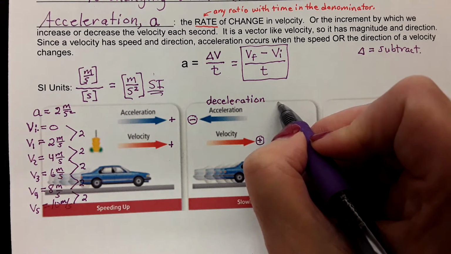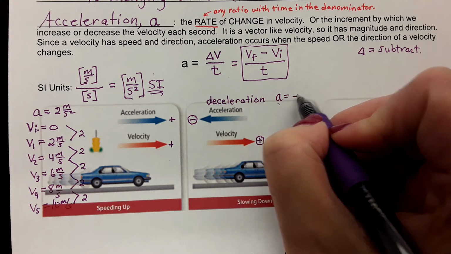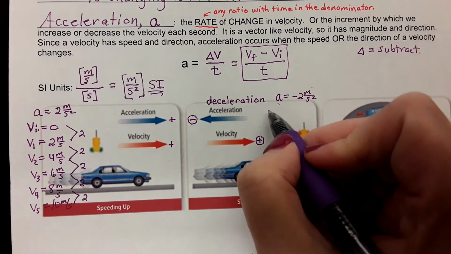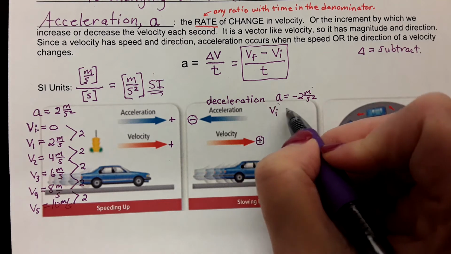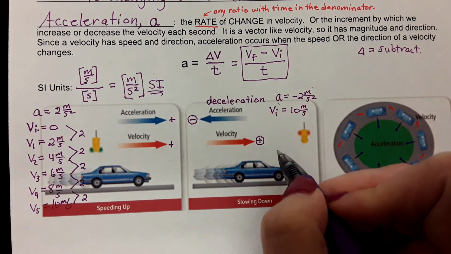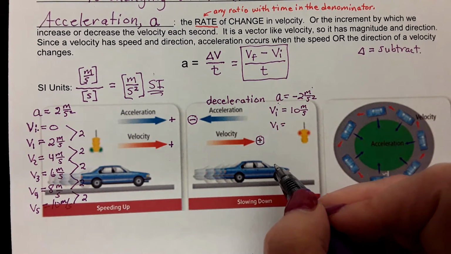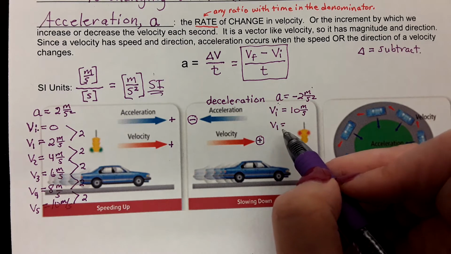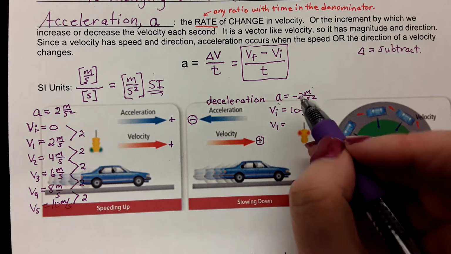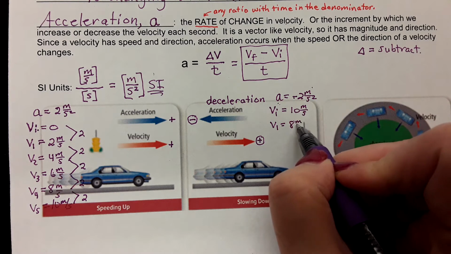Let's suppose that we have an acceleration rate of negative 2 meters per second squared, and let's suppose we start with an initial velocity of 10 meters per second. At the end of the first second, how fast is the car going to be going? When he hits the brake right here, 10 minus 2 is 8.